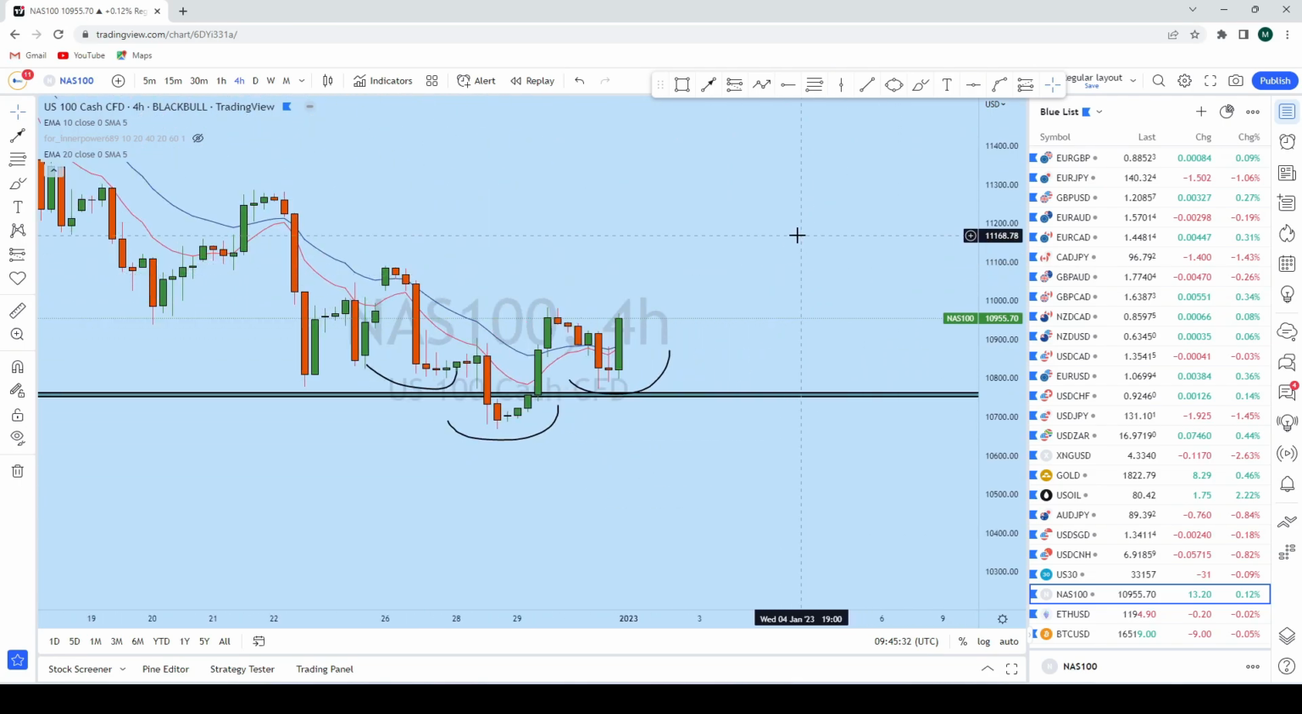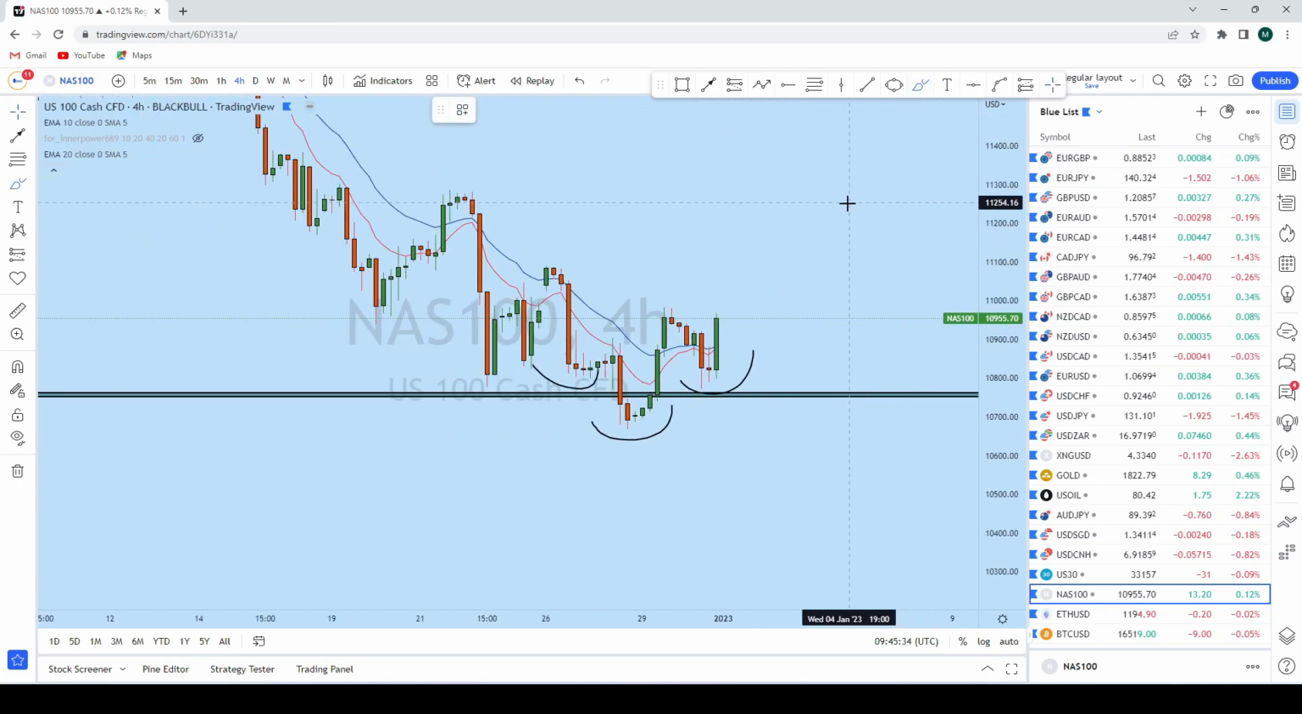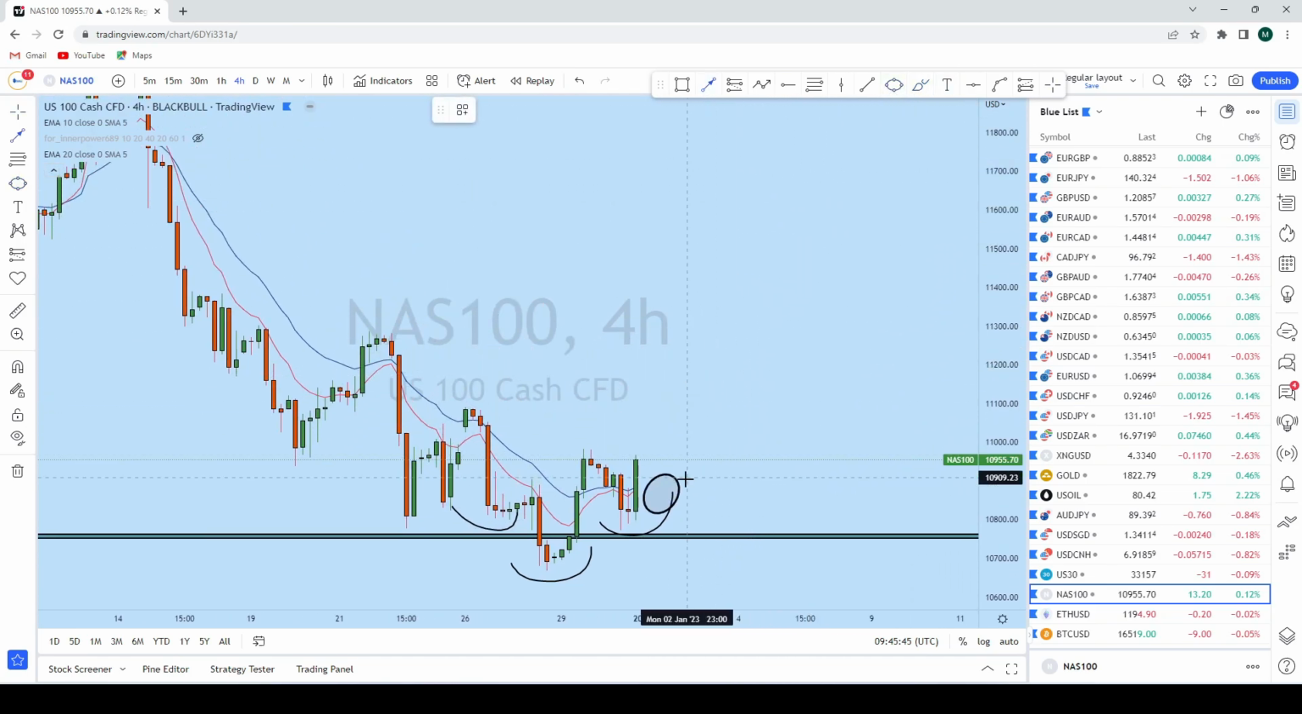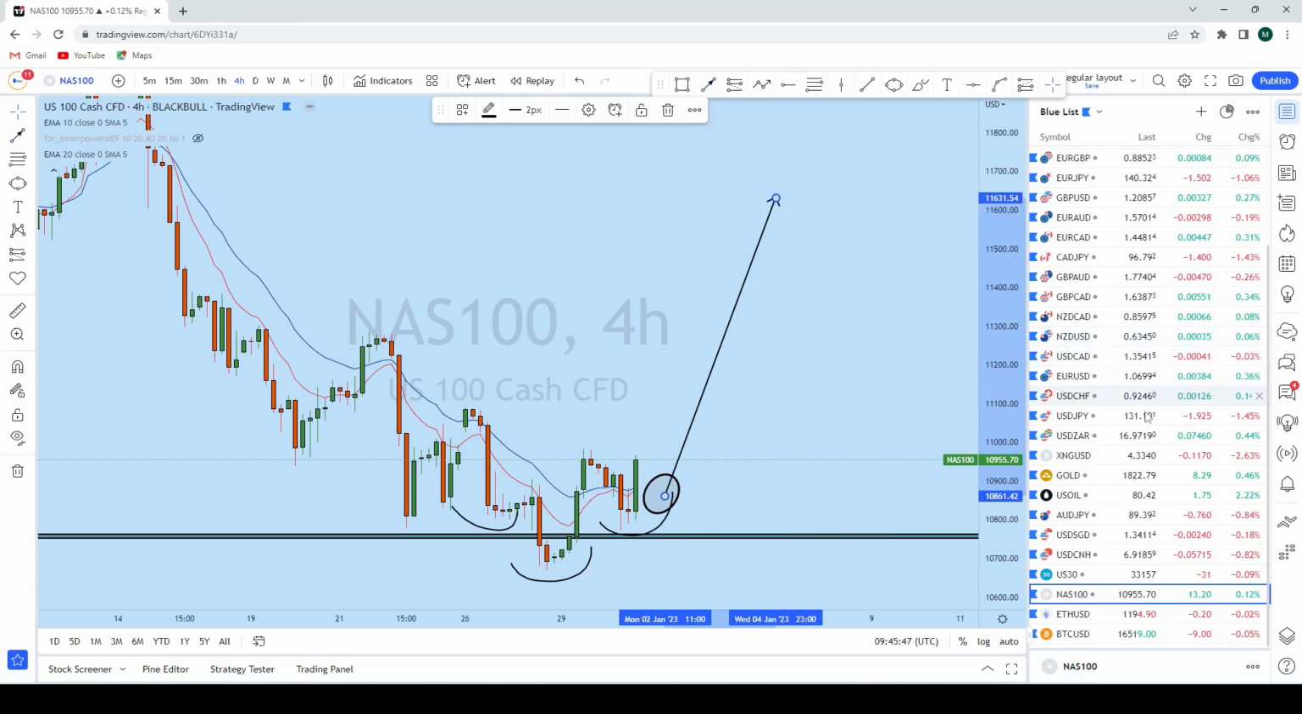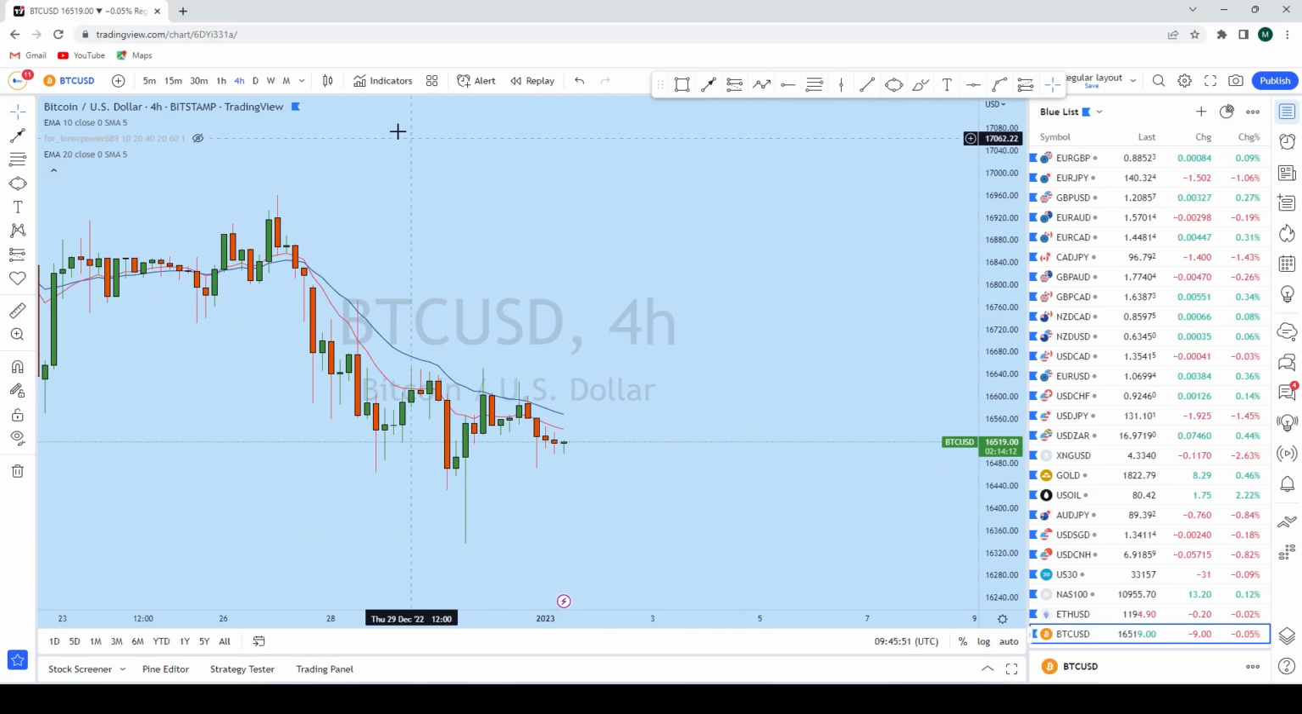Now, as soon as we find a suitable entry opportunity on Nasdaq along this zone, we'll consider going long with a high probability trade setup with our students. So this is the zone that we will be waiting for a suitable entry opportunity for this move to the upside. Now let's look at cryptocurrencies, first of all BTC.